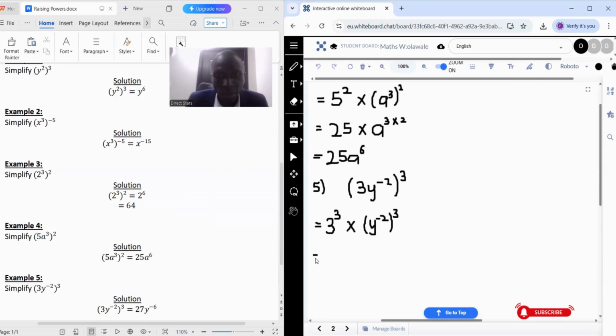So 3 raised to the power 3 is multiplying 3 in 3 places. 3 times 3 is 9. 9 times 3 is 27. So we have this to be 27. And multiplied, we have this to be y raised to the power minus 2 times 3. Minus 2 times 3, we have that to be minus 6. So we have this to be 27y raised to the power minus 6.